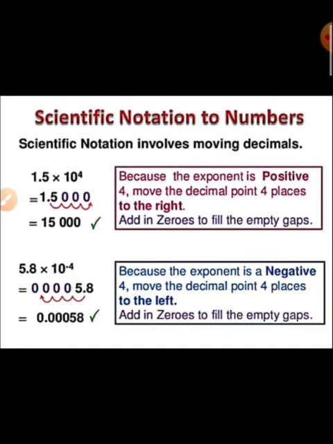Another example here is 1.5 times 10 power 4, because the exponent is positive 4, so move the decimal point 4 places to the right.